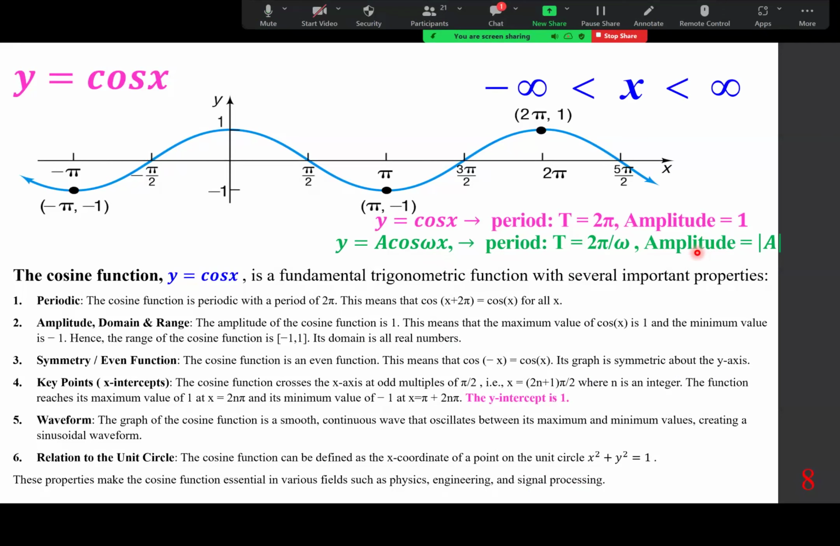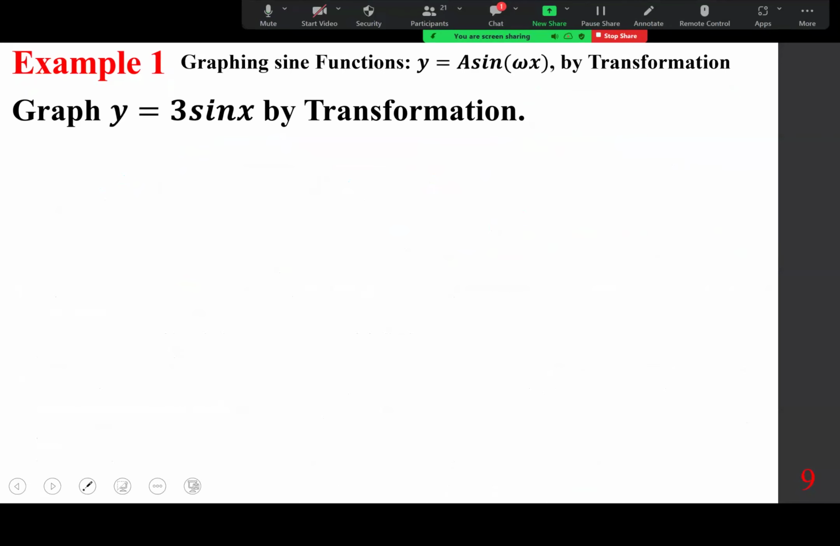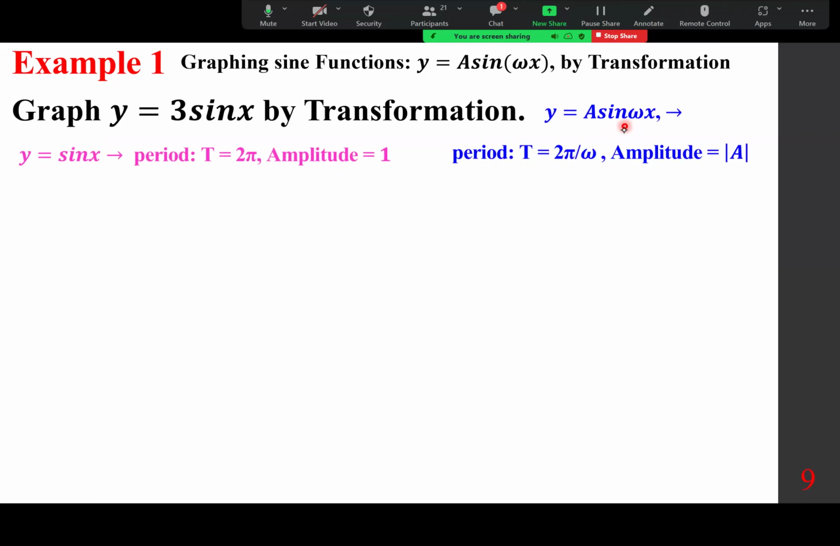Let's look at some examples. Needless to say, the domain is all real numbers. This continues indefinitely from negative to positive. All right, so we want to graph y equals 3 sine x by transformation. Well, in the case of y equals sine x, the period is 2 pi, the amplitude is 1. In the case of a sine omega x, the period changes to 2 pi over omega, amplitude is absolute value of a, just to refresh everyone's memory.